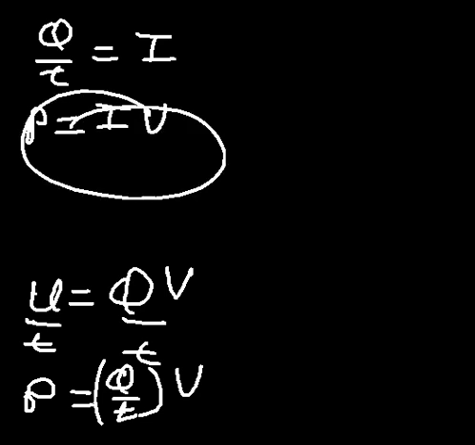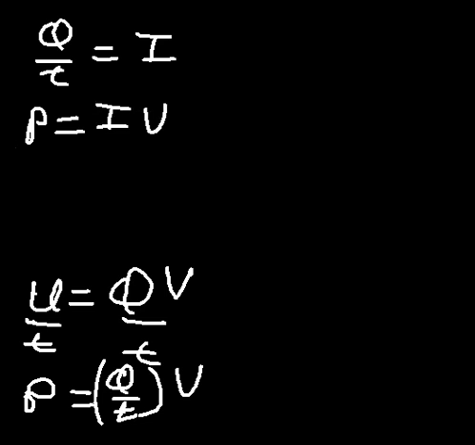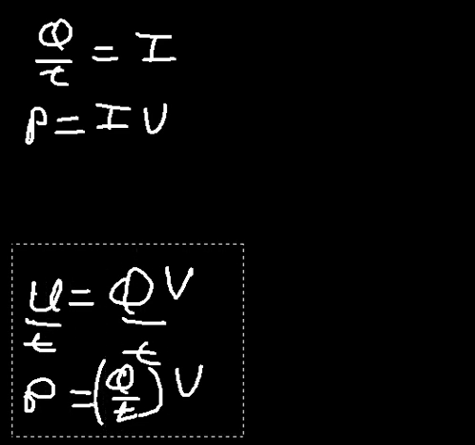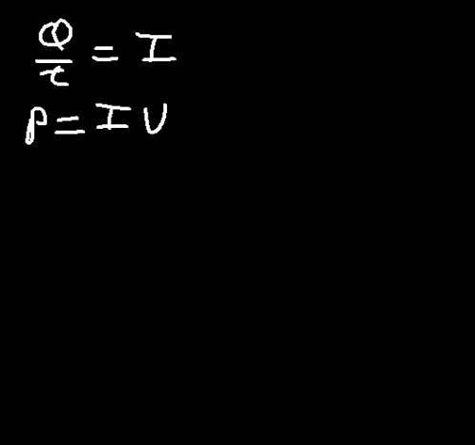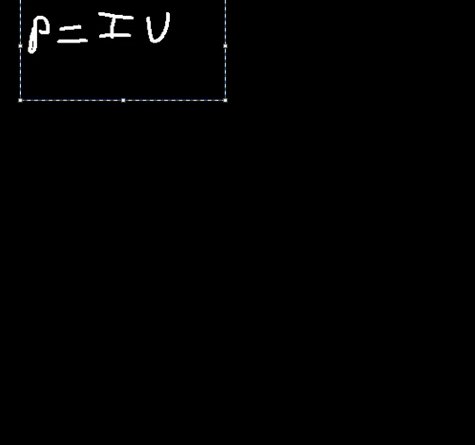So this is the formula for the electric power. If we have the flow of current, and we have the voltage across that particular component, then the formula for power is given as this. So this is the origin of the formula for the electric power.